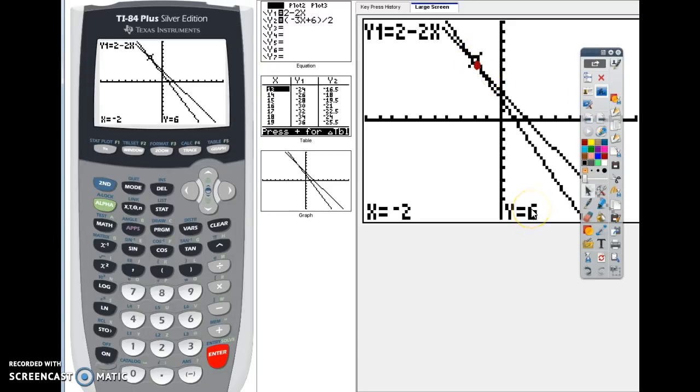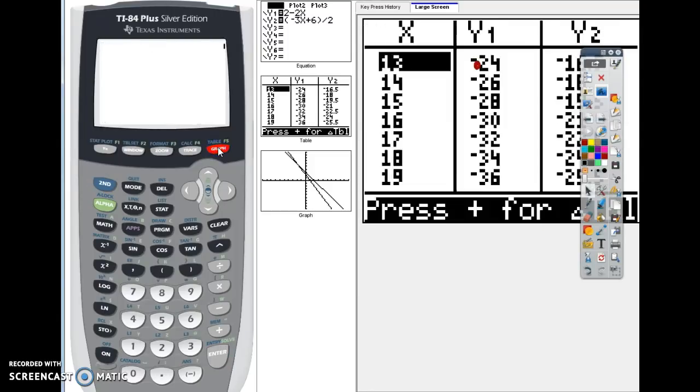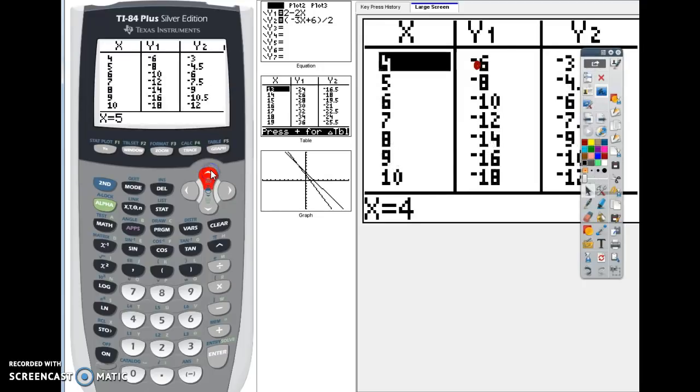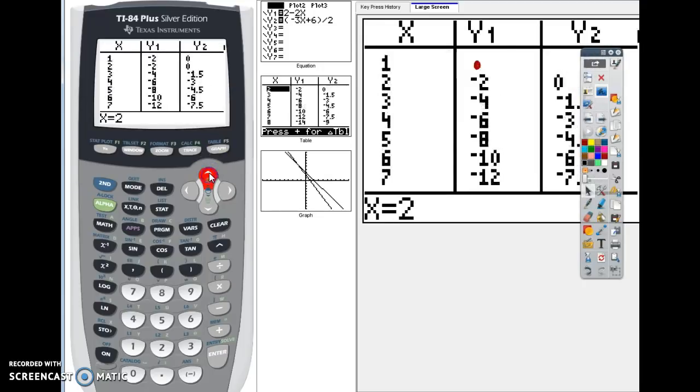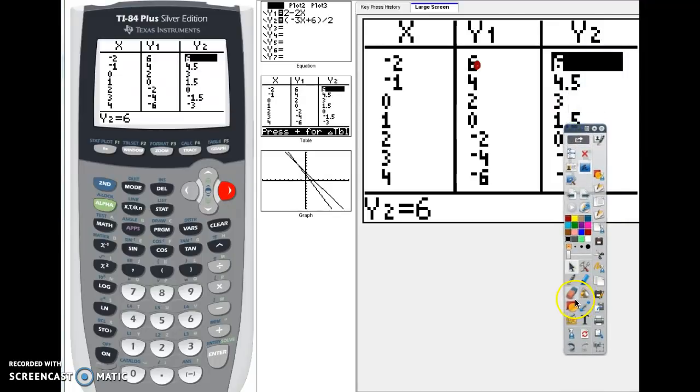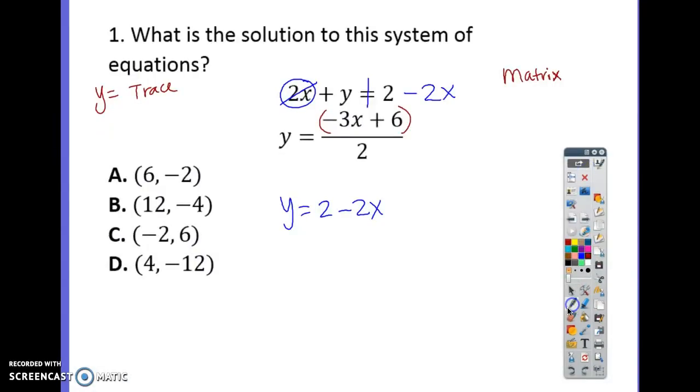You can also go to second graph and make sure that at negative 2, your y1 and y2 are both the same. So right here, both of them are 6s, and that's what we wanted. 6 and 6, so it's negative 2 comma 6. All right, if you want to do it by matrix.